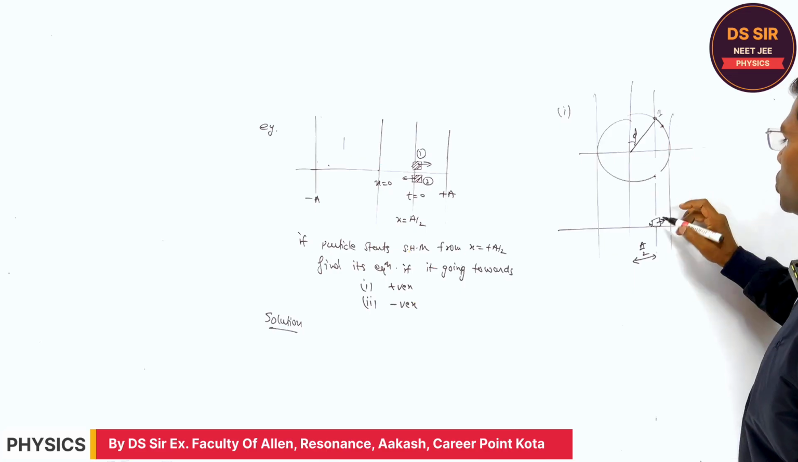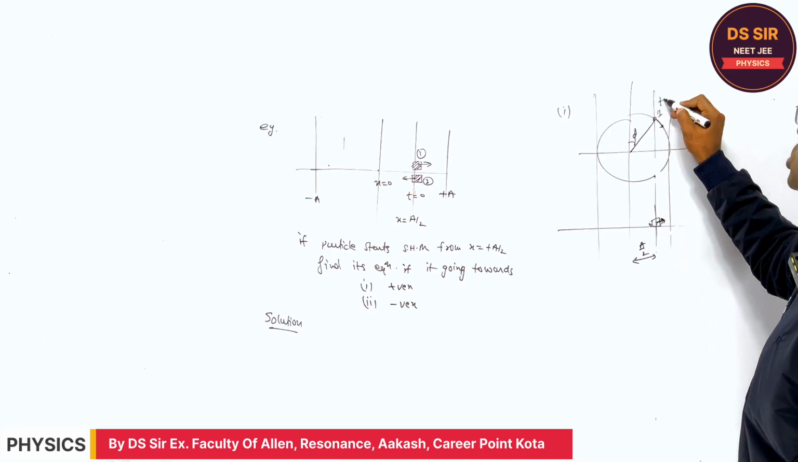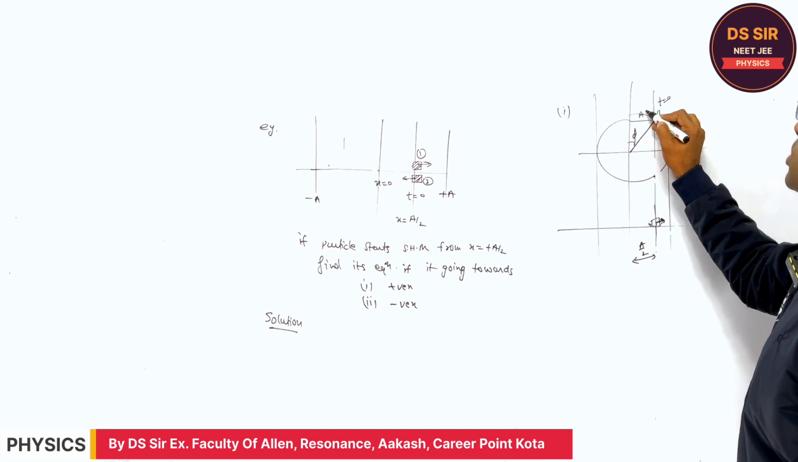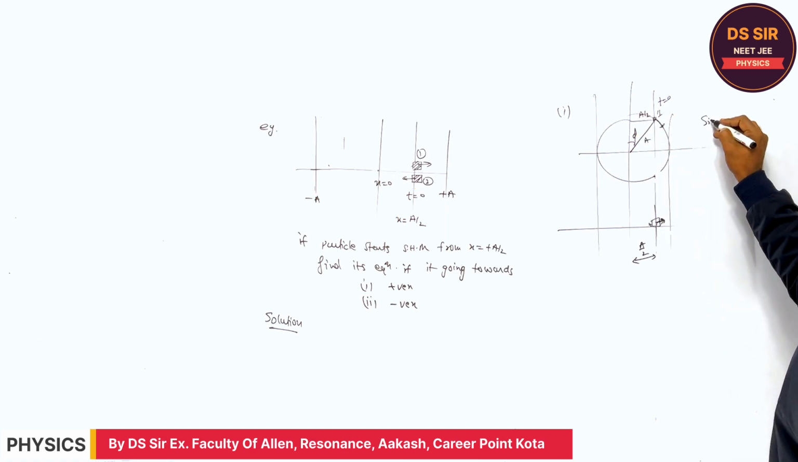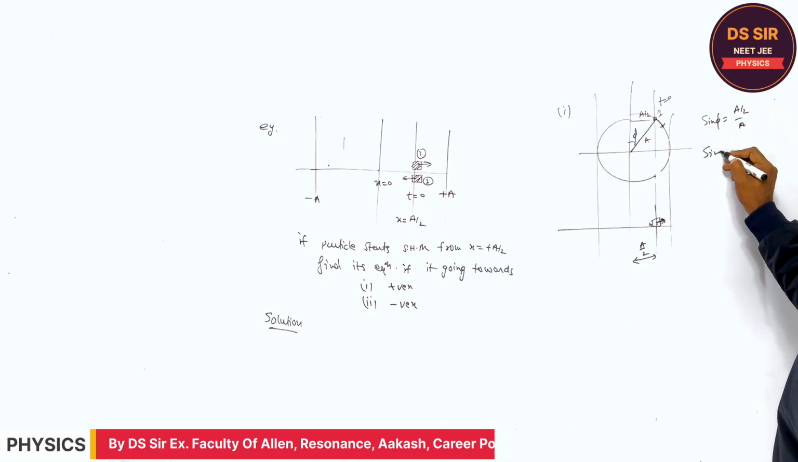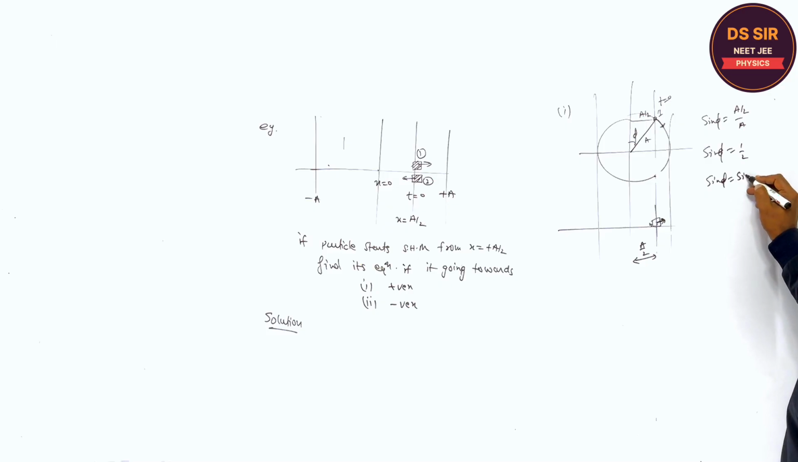The particle starts its motion from here. So the corresponding particle on the circle is 1, and this distance is what? A by 2. And what is sine phi then? A by 2 upon A, and this is 1 by 2. It is sine pi by 6. So what is the initial phase? Pi by 6. That's it.